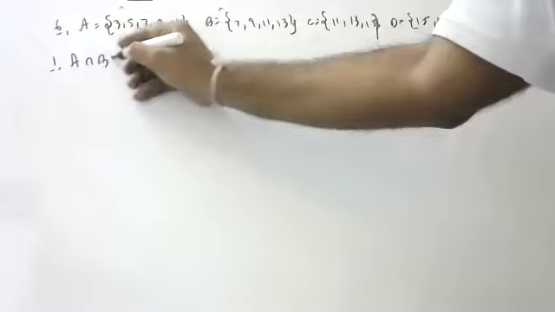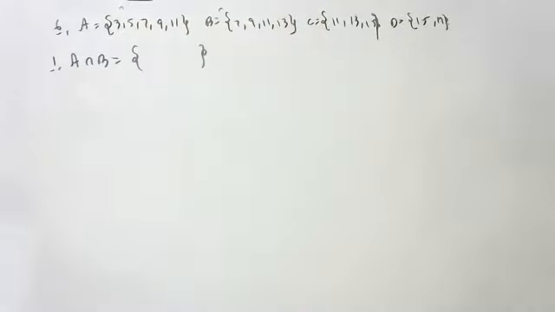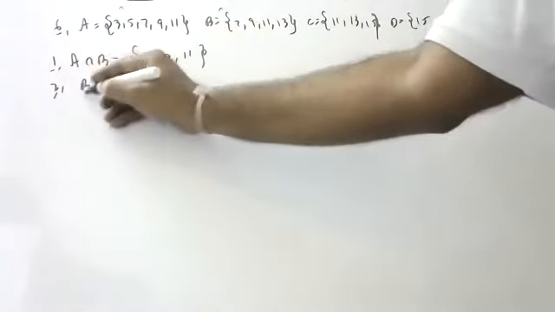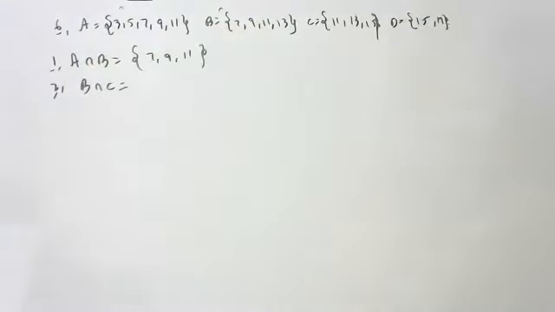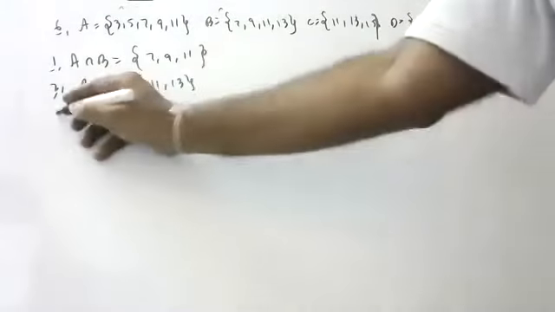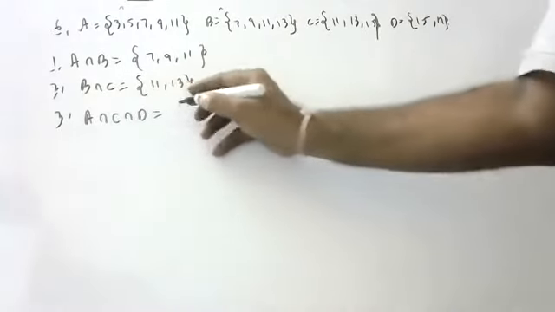Okay, children, first question. What is A intersection B? It is {7, 9, 11}. Next, what is B intersection C? {11, 13}. Okay. Next, what is A intersection C intersection D?